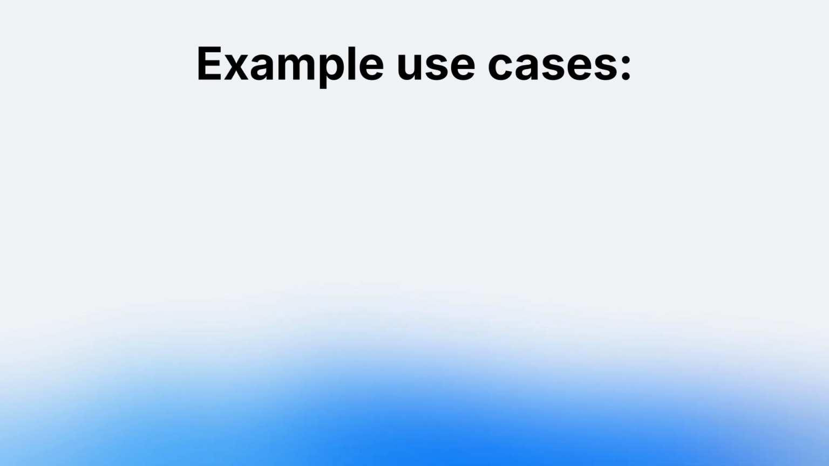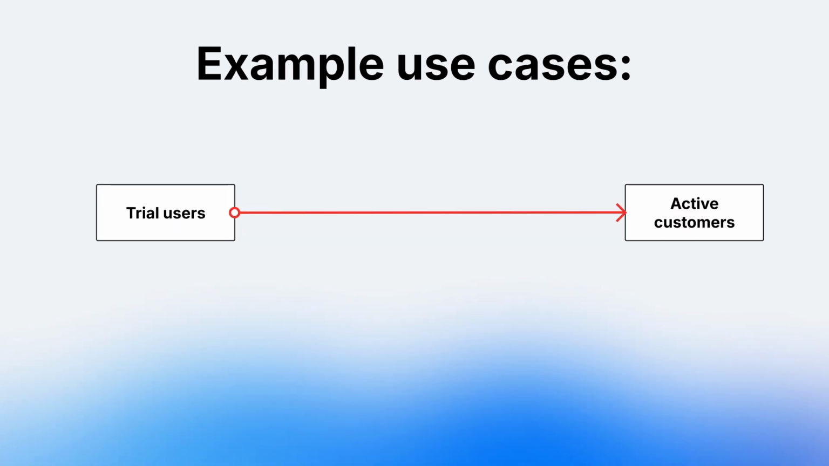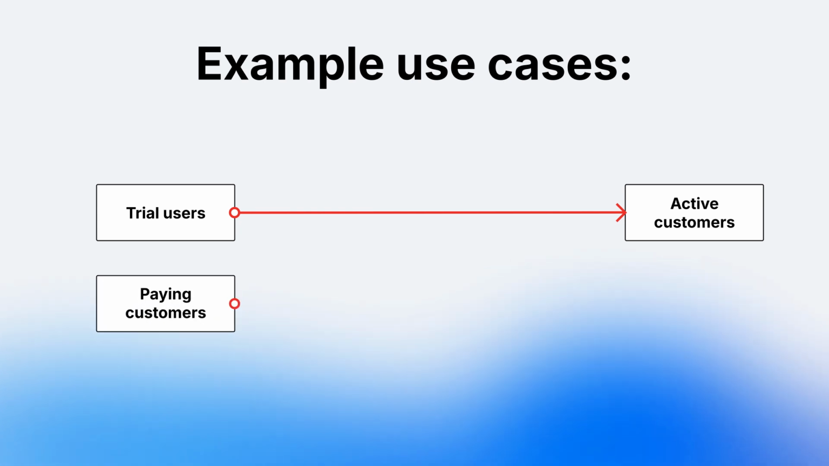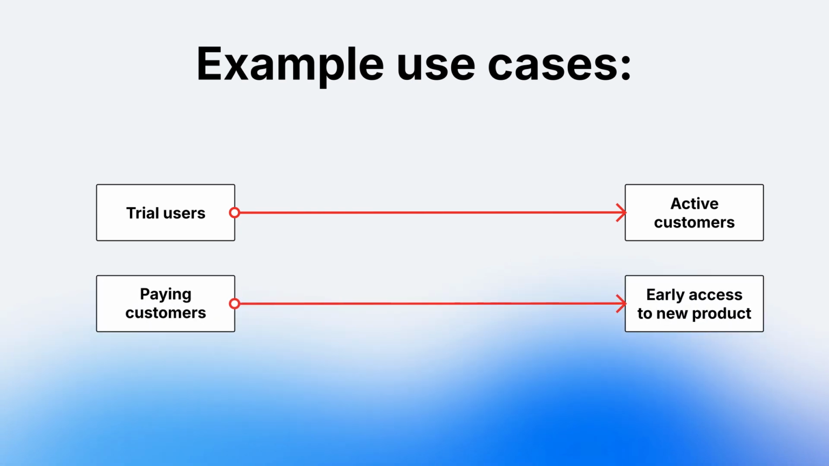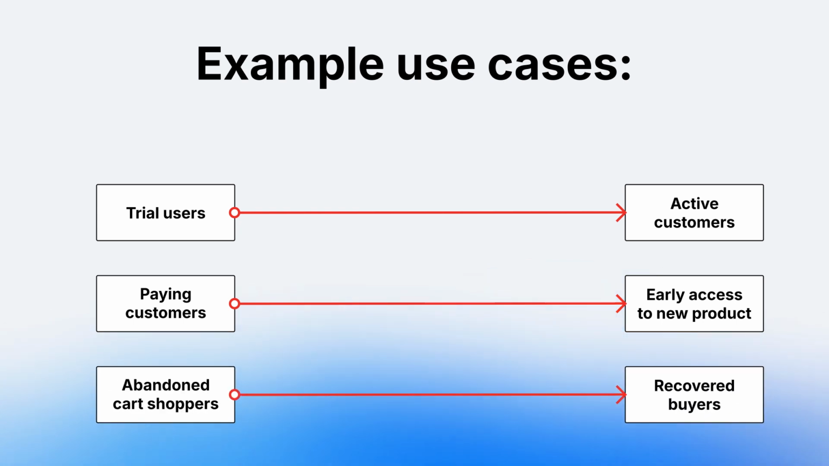So let's picture some examples. One could be when we want to do retargeting of your trial customers and nudge them to become active customers. Another could be your paying customers, where you want to target them with a new product or give them early access to a new product. Or this could be those of your customers who have started the buying process but got interrupted. They abandoned the cart and you want them to get back on the shopping track.